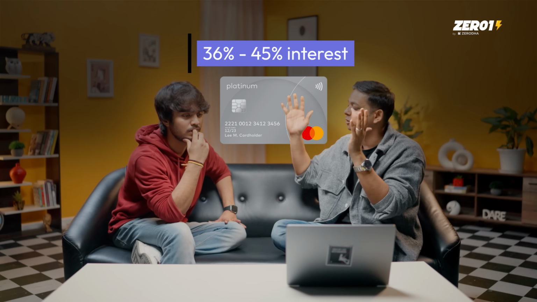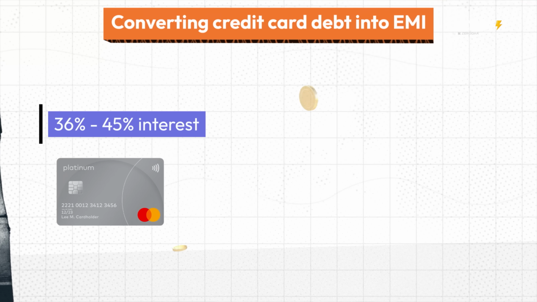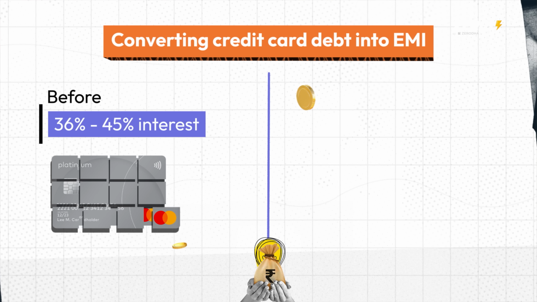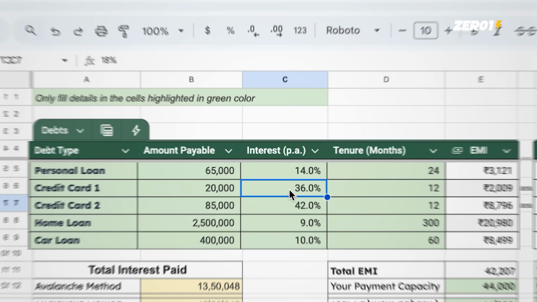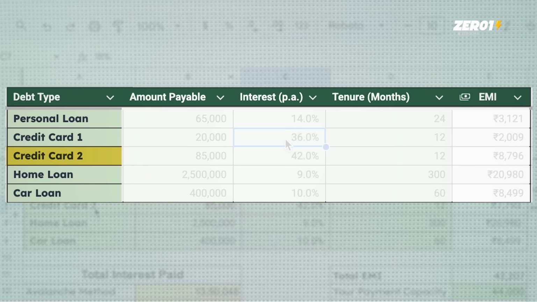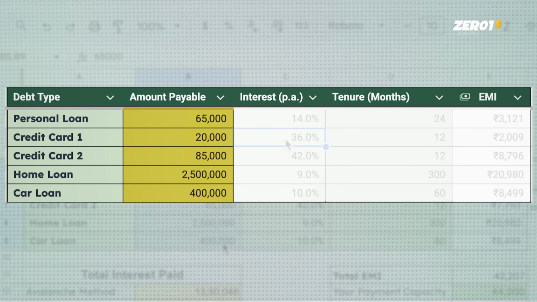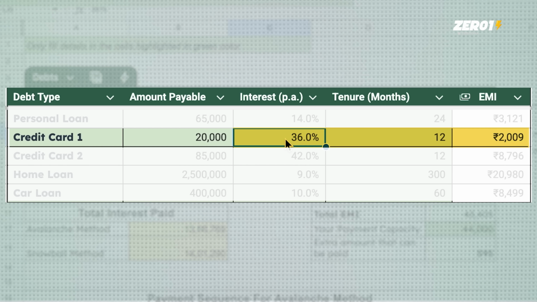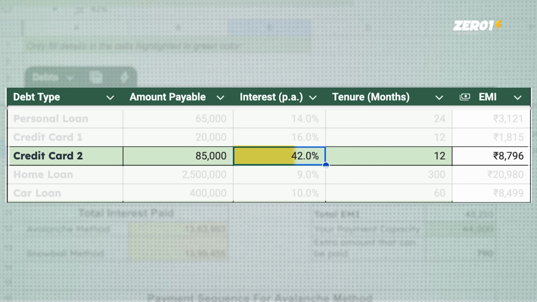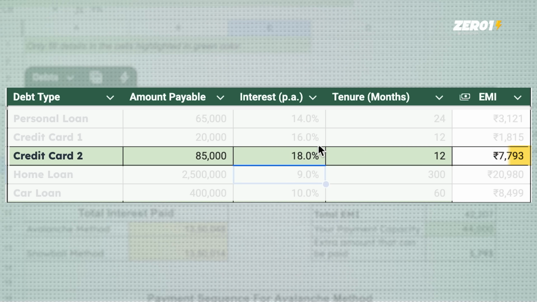Basically, if you have credit card debt, you are paying 45% on it. What you need to do is convert that outstanding payment, that 1 lakh rupees, into an EMI. It will be charged like a loan. Okay, so I have an Excel sheet over here. This is your personal loan, your credit card 1, credit card 2, home loan, car loan, total amount payable over here. This 36%, because you convert it into an EMI, will become, say, 16%, and this 42% will become 18%. So that itself has completely changed your interest.